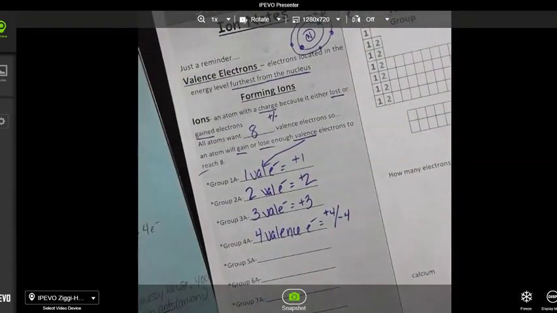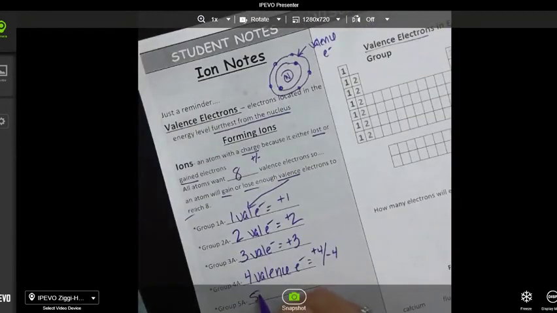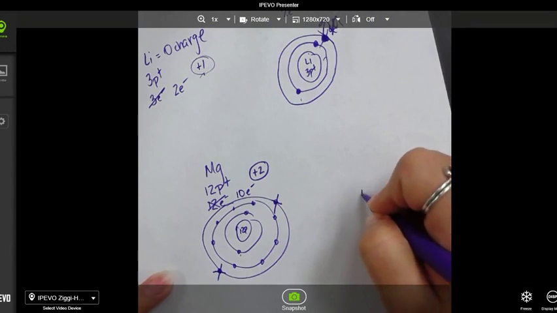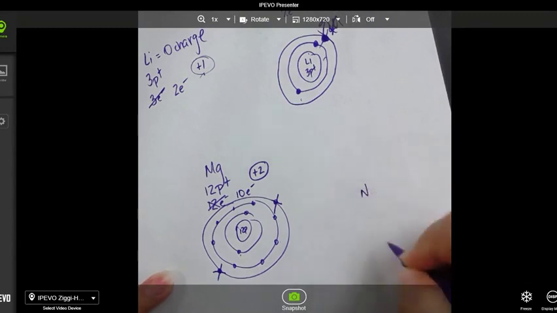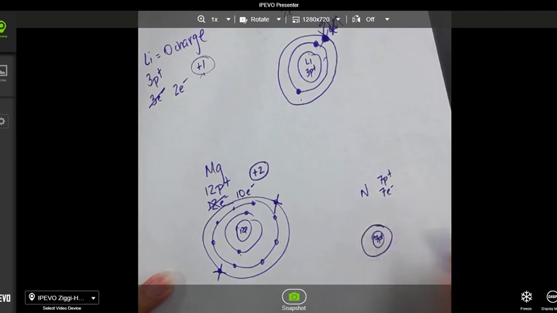All right, group 5A. These, as we know, have 5 valence electrons. And what do you think they're going to do? Okay, so if we draw somebody in group 5A, let's do nitrogen. Nitrogen has, in its nucleus, 7 protons. So in a neutral atom, it would have 7 protons and 7 electrons, right? Okay, so let's draw the 7. Here's 1, 2. 2 is the most it can fit in the first level. 3, 4, 5, 6, 7.